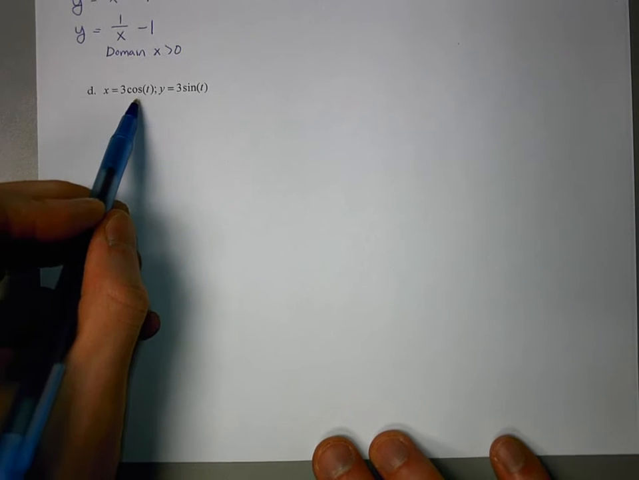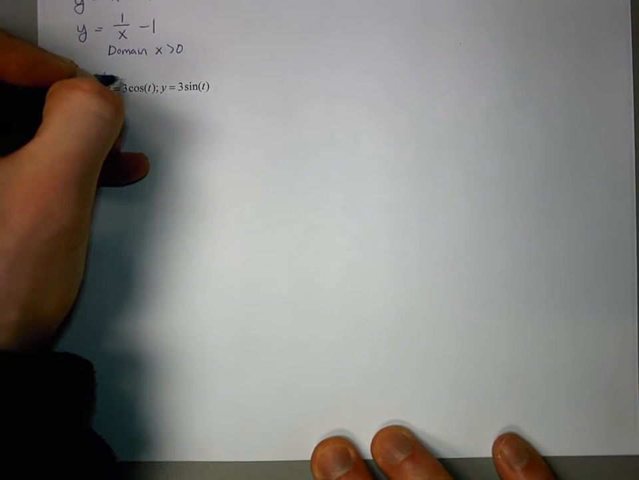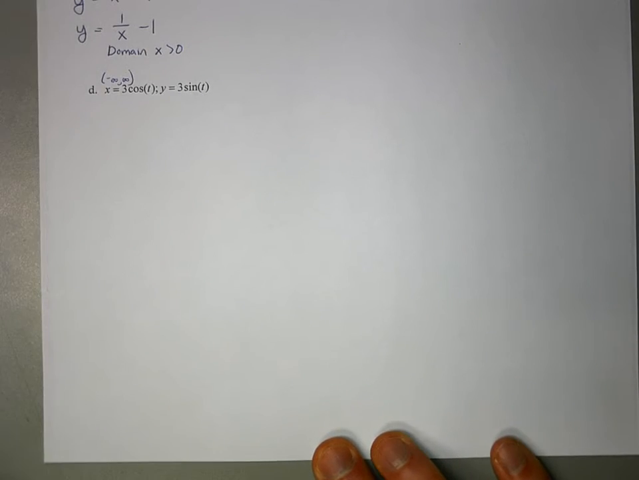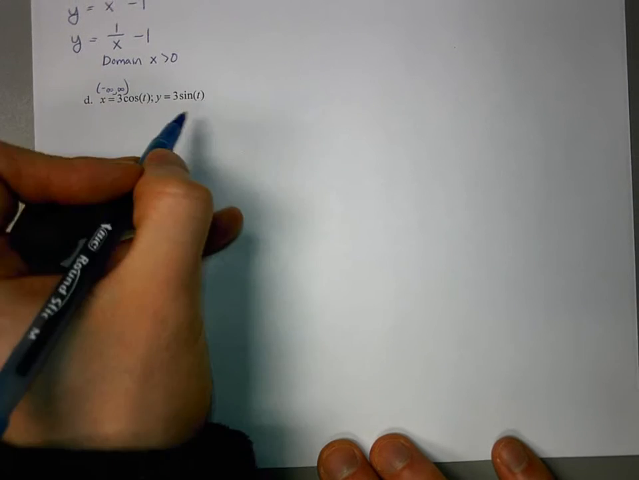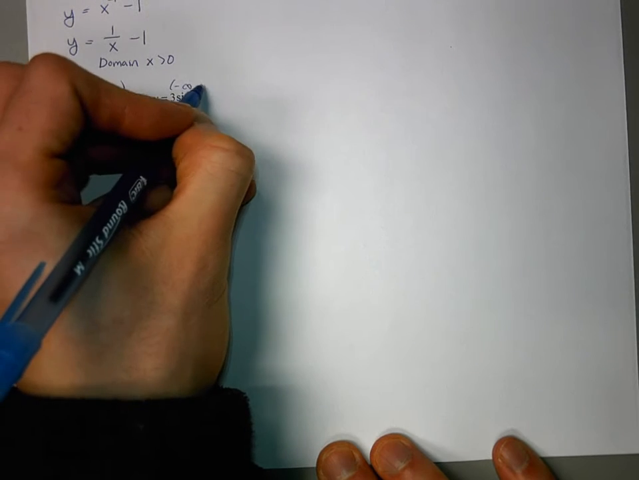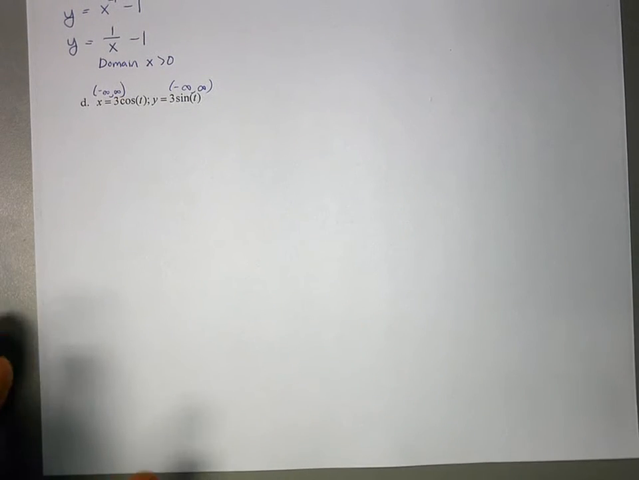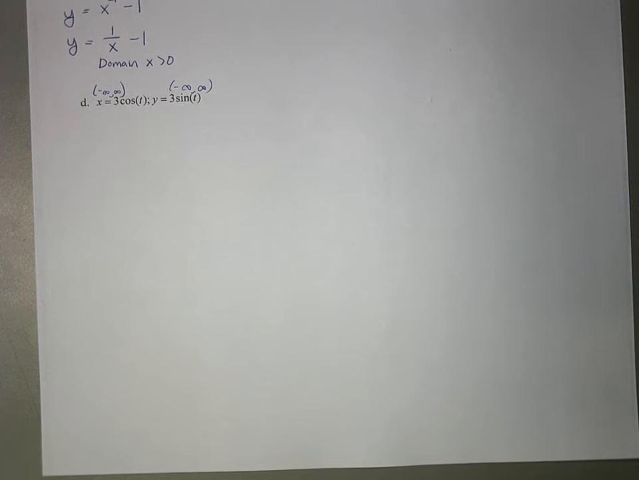For my cosine function, I know the domain goes from negative infinity to infinity. We've got no asymptotes with cosine. Same thing with sine. We go from negative infinity to infinity. So for this one, I know my end result is going to be all real numbers, no issues.